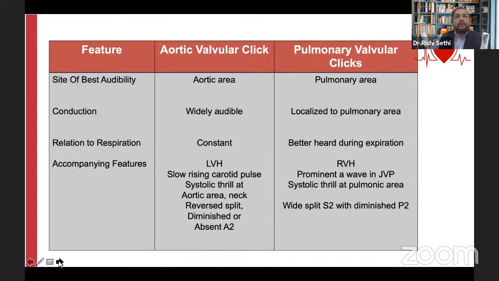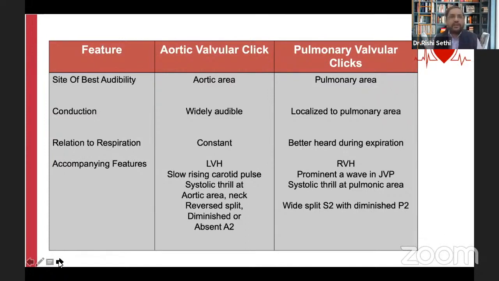Aortic valvular clicks will not move with respiration, while pulmonary valvular clicks do not move, but they will become softer or louder with inspiration. They are generally better heard during expiration, because there is a theory that in inspiration, as the blood is pulled in during inspiration, partial opening of the pulmonary valve happens, and this can happen only on the right side, and therefore the click is not heard so well in inspiration as during expiration.